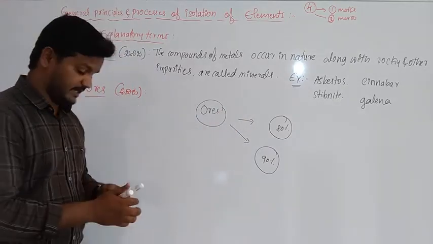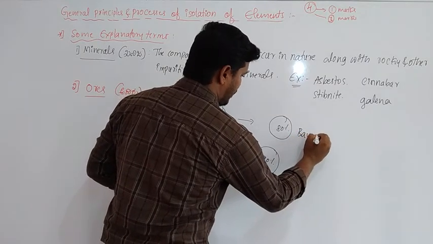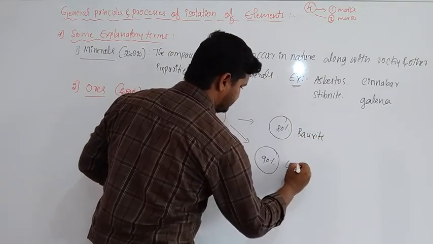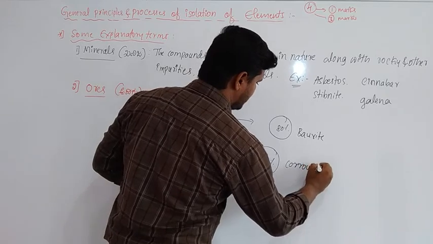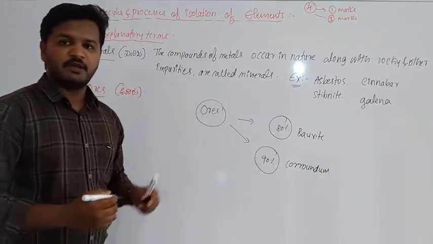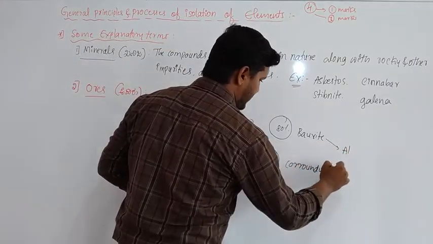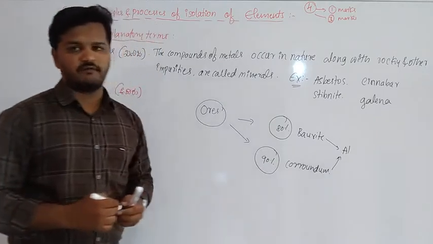For example, bauxite and corundum. Bauxite and corundum. These two are the ores of aluminium. Bauxite, it is also ore of aluminium, and corundum, it is also ore of aluminium.